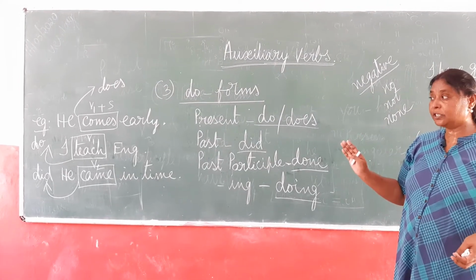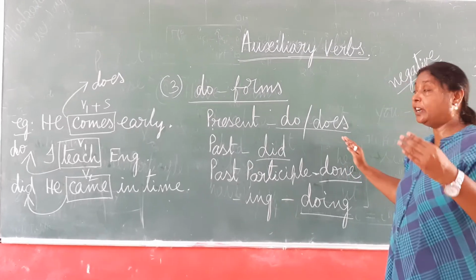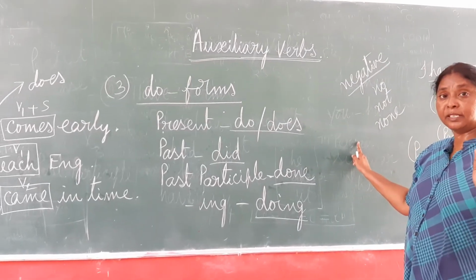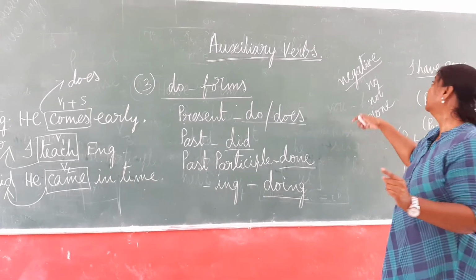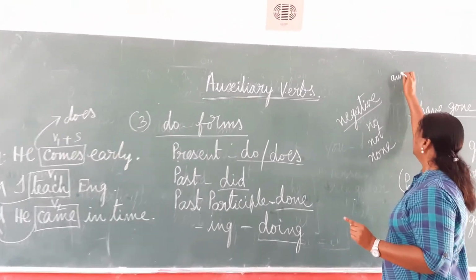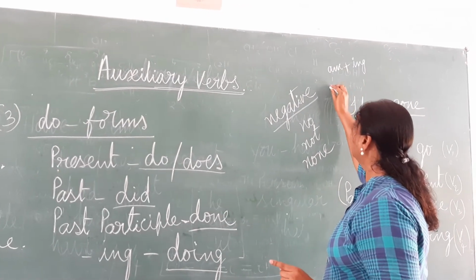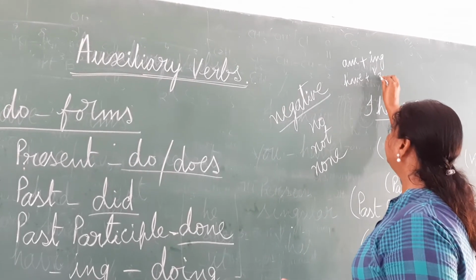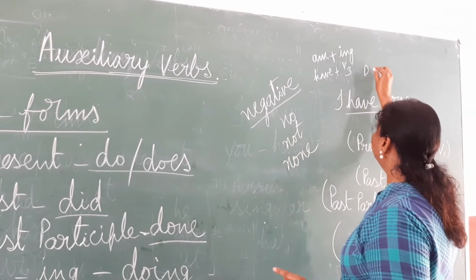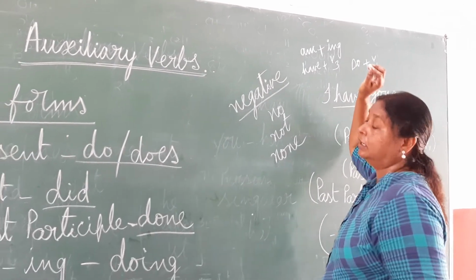I think you have understood the use of did, but you always remember the way I told you: be forms are followed by the ing form of the verb. For example, am is followed by ing. I said have forms are followed by V3, but you remember do forms are followed by V1.